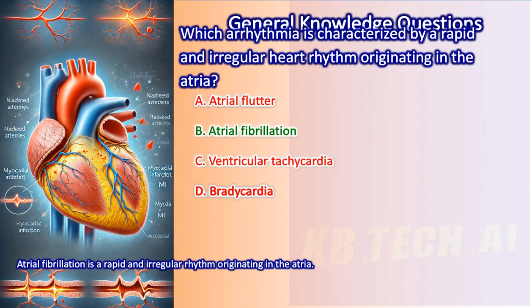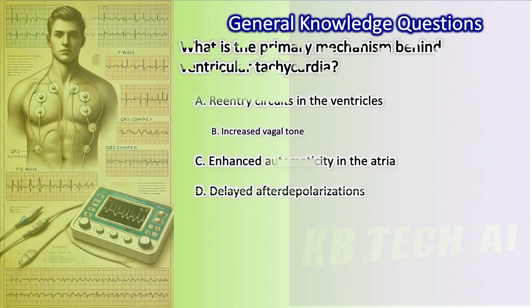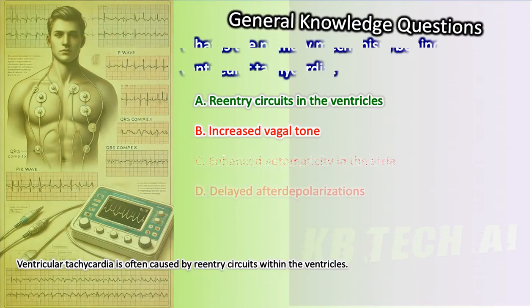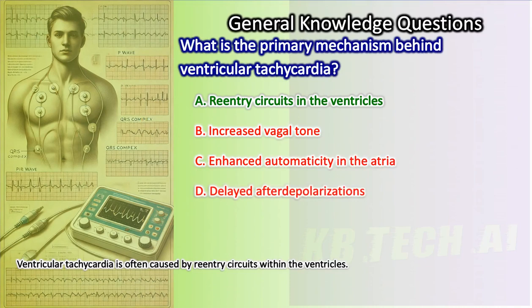Atrial fibrillation. Which is the primary mechanism behind ventricular tachycardia? Option 1. Re-entry circuits in the ventricles. Option 2. Increased vagal tone. Option 3. Enhanced automaticity in the atria. Option 4. Delayed afterdepolarizations. The answer is option 1. Re-entry circuits in the ventricles.